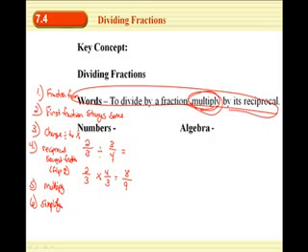Okay, so the algebra, let's see, a over b divided by c over d. Okay, so they're in fractions. First fraction stays the same, so a over b. Change it to multiplication, flip the second fraction over, and then multiply. So it would be a times d over b times c.